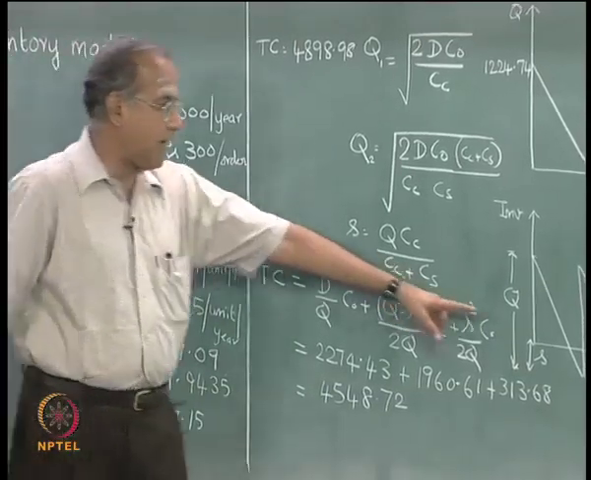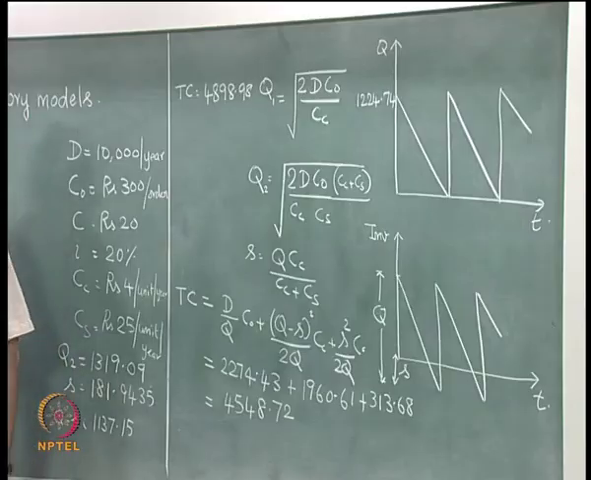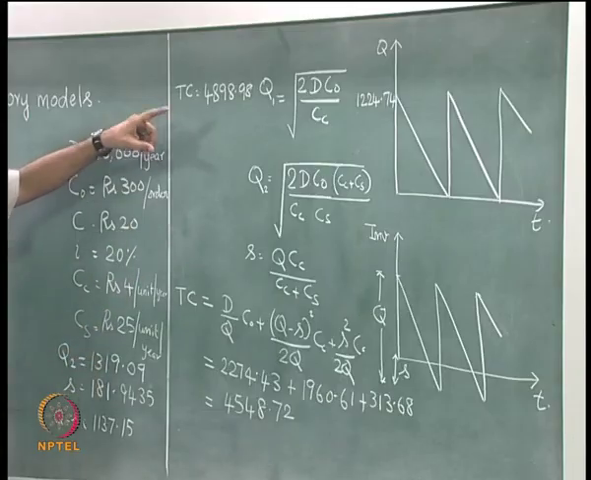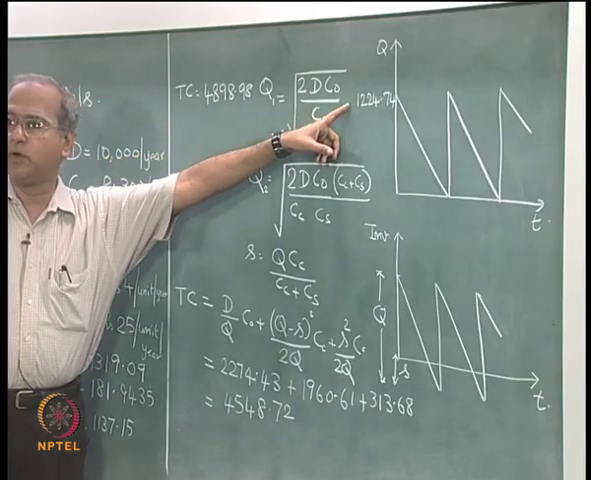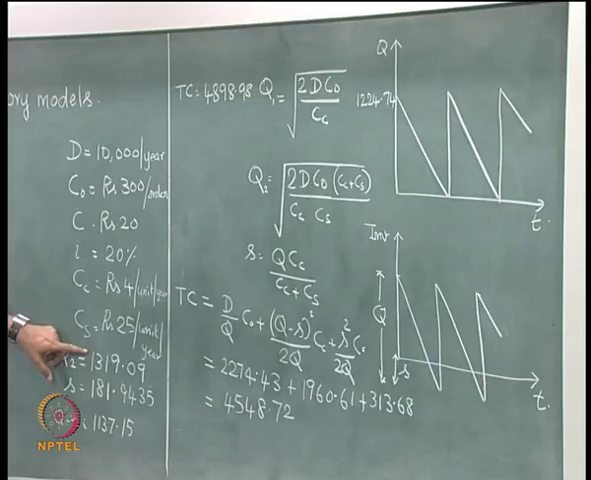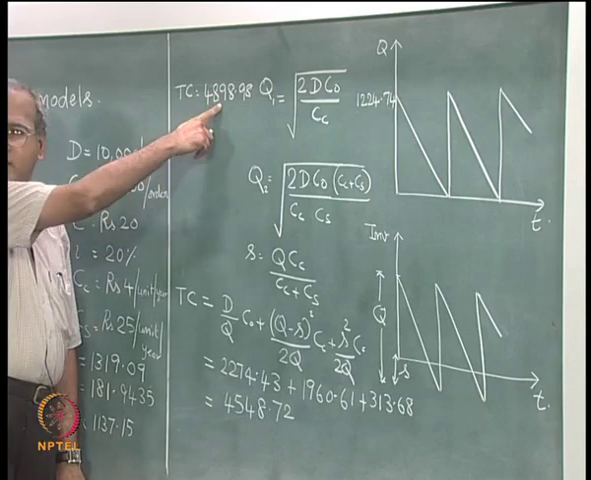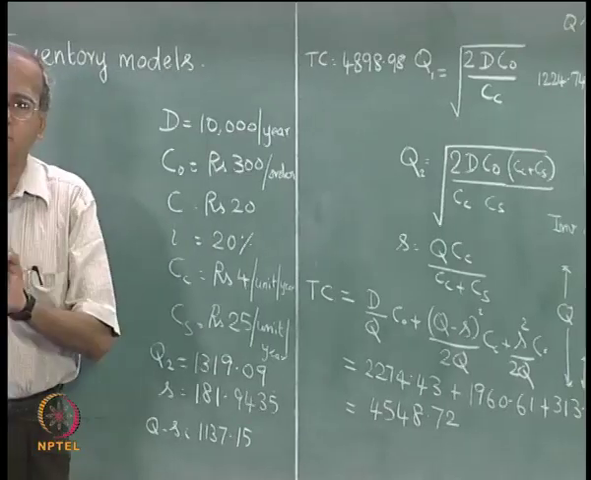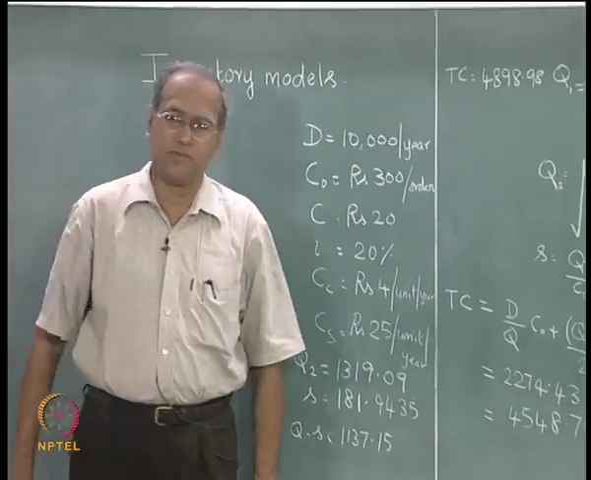So, when we allow back ordering and if the back order cost is rupees 25 per unit per year, we observe that the order quantity Q increases from the old value of 1224.74 without back ordering to 1319.09. Quantity back ordered is calculated as 181.94. The total cost comes down from 4898.98 to 4548.72. So, first observation is that the total cost comes down.